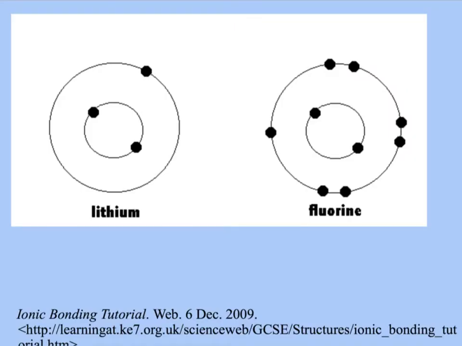Lithium has 3 electrons, 2 in its first orbital and 1 in its second orbital. Fluorine has 9 electrons, 2 in its first orbital, because the first orbital can only hold 2, and 7 in its second orbital.